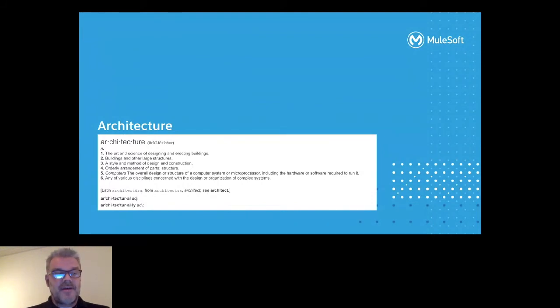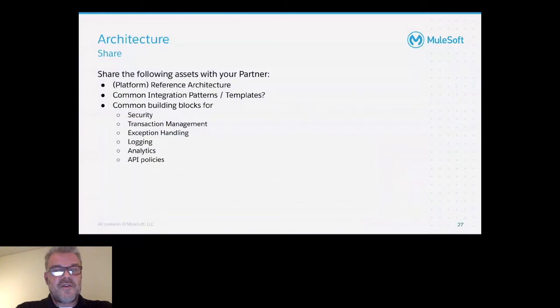My favorite topic, architecture. It's extremely important in integration because it can make and break the success of APIs and integrations in general. So in terms of architecture, what do you need to share with your partner? First of all, they need to have the big picture. So they need to have the platform reference architecture. They also need access to all your common integration patterns and templates. And you need to provide common building blocks for security, transaction management, exception handling, logging, analytics, and API policies.